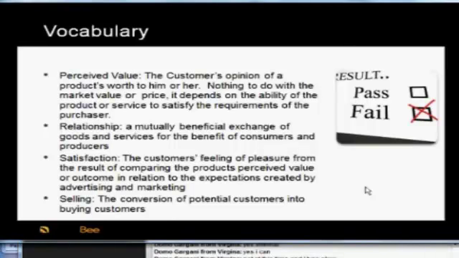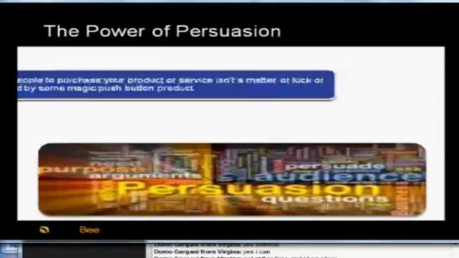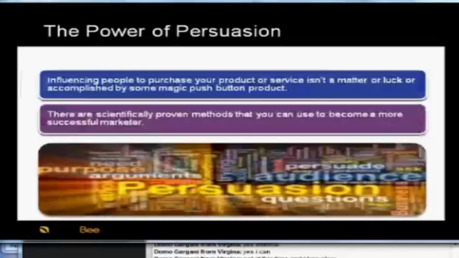So that comes again into the perceived value, comes again into the satisfaction. And then of course selling is the conversion of potential customers into buying customers. And these are pretty standard definitions, but sometimes, especially with the new people coming into marketing, it's something that they struggle with a little bit. That's the only reason I put that in there for y'all.